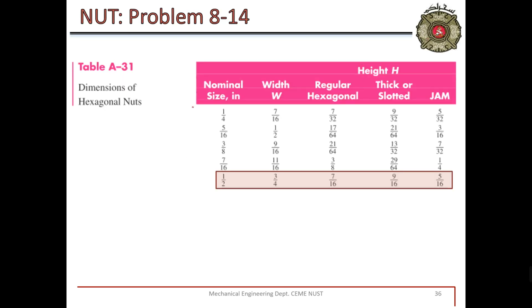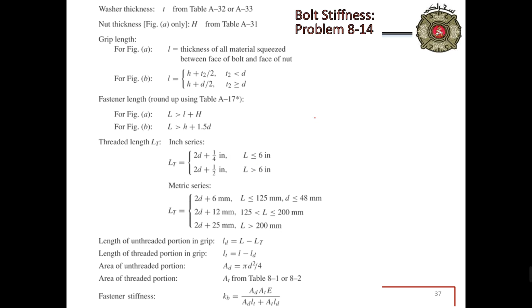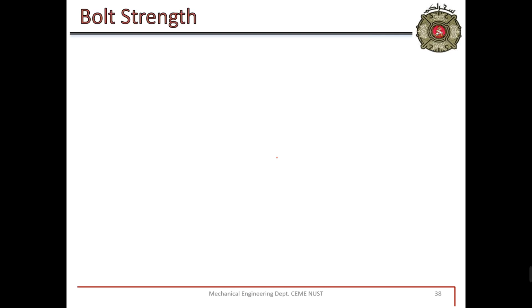Similarly, to check for the nut, for a half inch bolt, we can have a nut with a width of 0.7 and a thickness of 9 by 16, and we can have regular hexagonal or thick or slotted. So you can just use a hexagonal nut, which is 7 by 16, and this table can be used to calculate. This is table 8.7. Table 8.7 is the most important table in this chapter. The next topic was bolt strength.